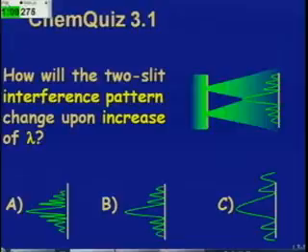You have interference also with polychromatic light, but you can't see it because all the wavelengths interfere with each other, so you don't see anything. It doesn't take away the wave nature of the light.